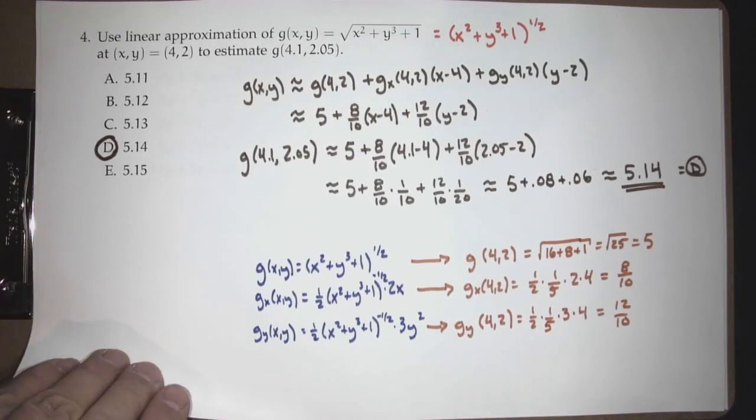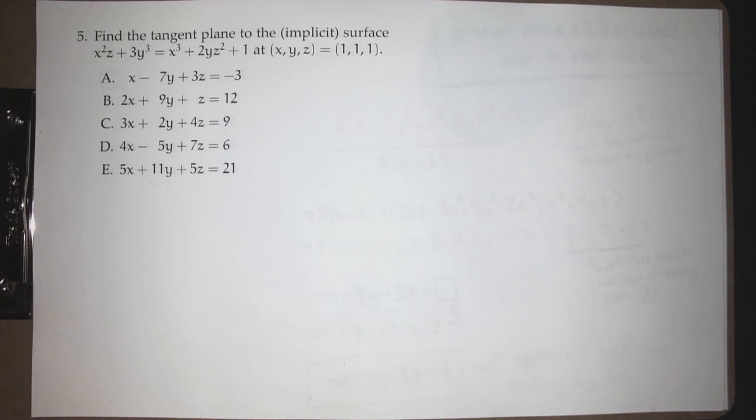Okay. Well, that brings us to number 5. Find the tangent plane to the implicit surface x squared z plus 3y cubed equals x cubed plus 2yz squared plus 1 at the point (x, y, z) = (1, 1, 1).